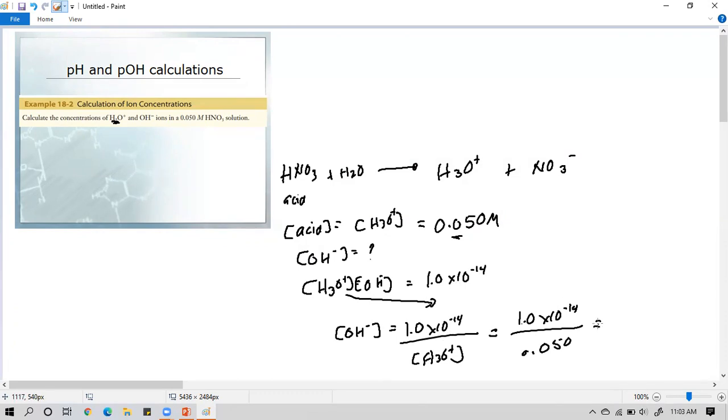I forgot to bring a calculator. Wait a moment, guys. Okay, the answer is 2.0 times 10 raised to negative 13 molar for our hydroxide ion. So that's the answer for example 18-2. Now take a screenshot so we can proceed to the next problem.